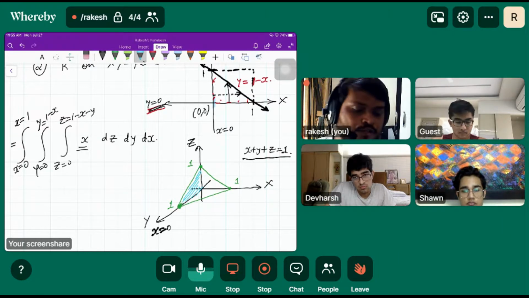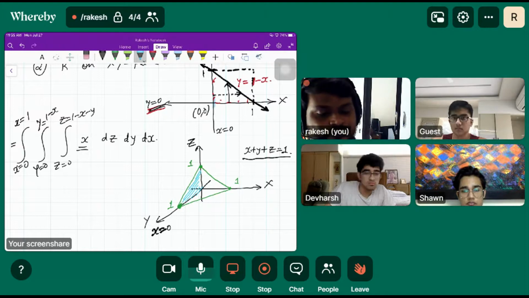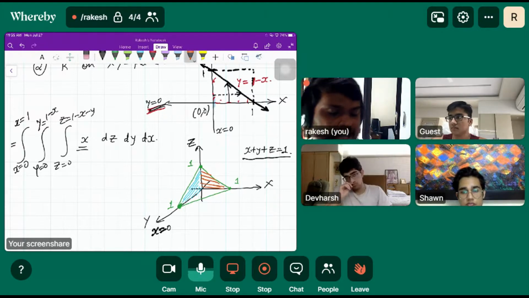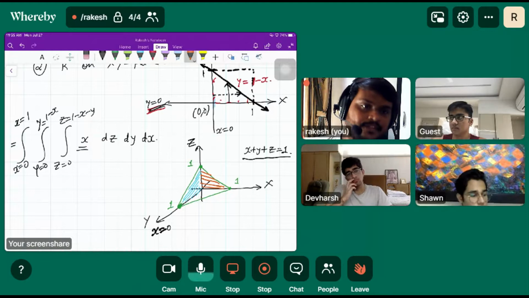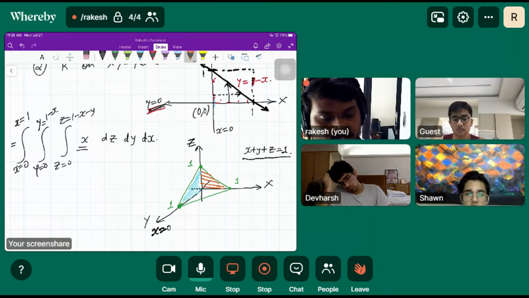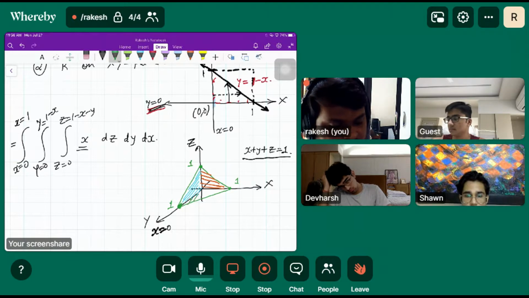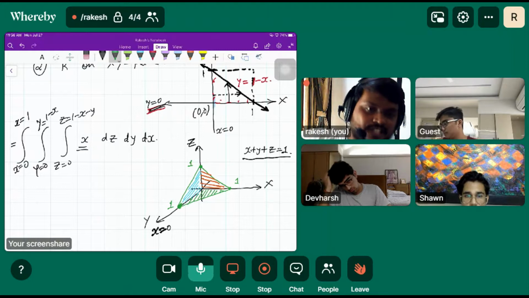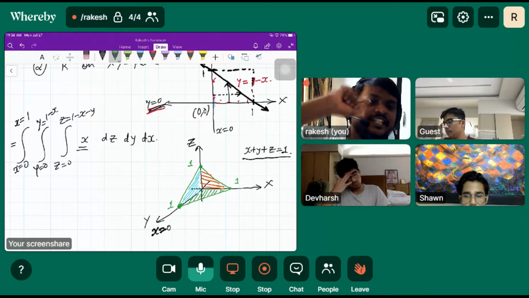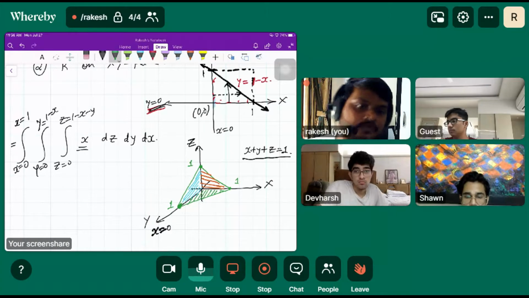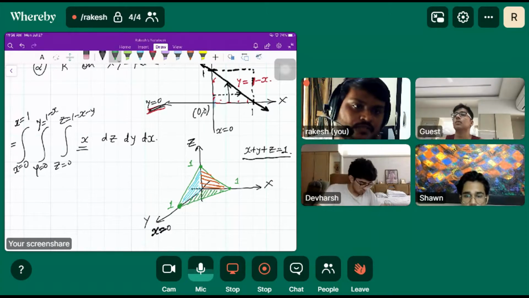y is equal to 0 is your xz plane, right? Fine. And z is equal to 0 is this xy plane, isn't it? So this is your region T. We have to find out the mass of this object.